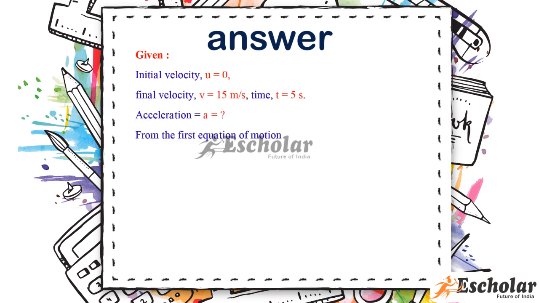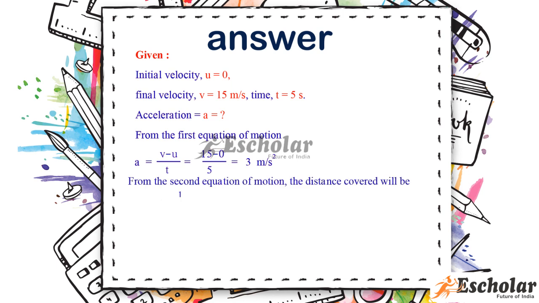From the first equation of motion, a equals v minus u upon t, equals 15 minus 0 upon 5, equals 3 meter per second square. From the second equation of motion, the distance covered will be s equals ut plus 1 by 2 at square. s equals 0 into 5 plus 1 by 2 into 3 into 5 square, equals 0 plus 75 upon 2, equals 37.5 meter.